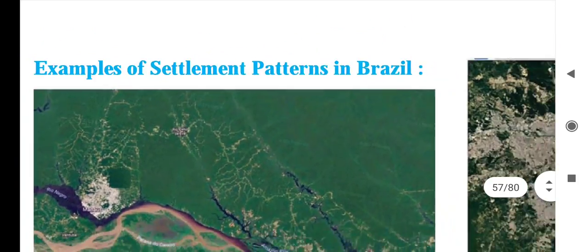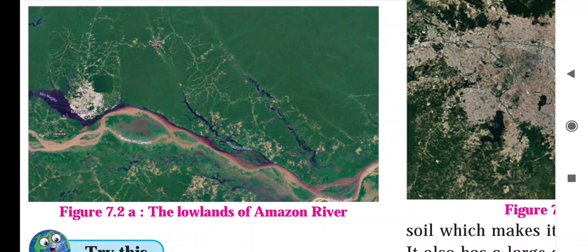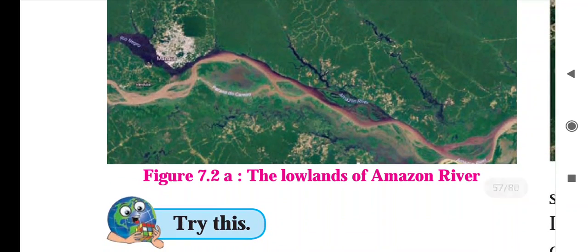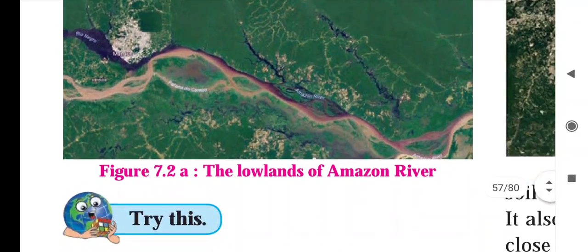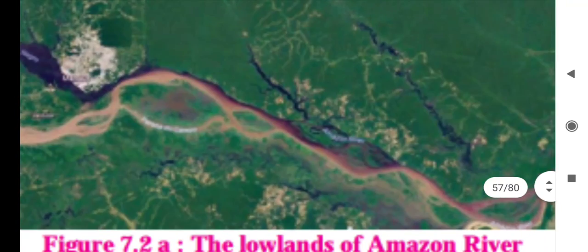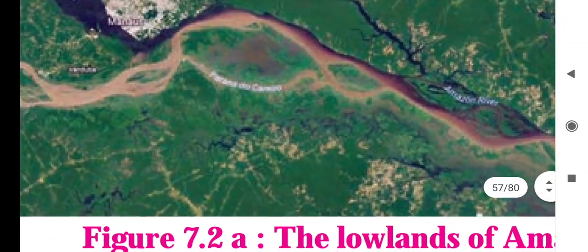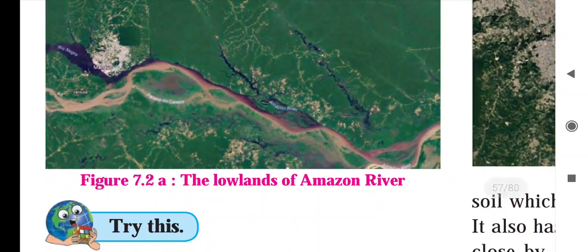Here satellite images of Brazil are shown. So it is the low lands of the Amazon river. So that is the Amazon river, this gray or brown color part, and that green is the forest region. So here we can find dispersed settlement. How? Because of the forest region, because of the Amazon basin. So a large river, the Amazon river, is flowing through this region.